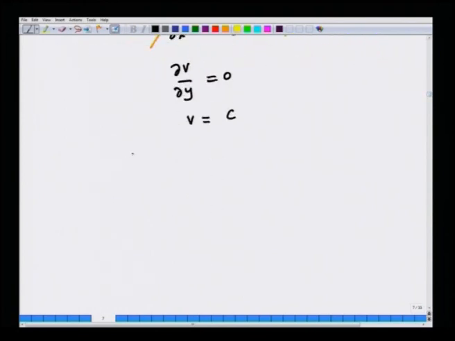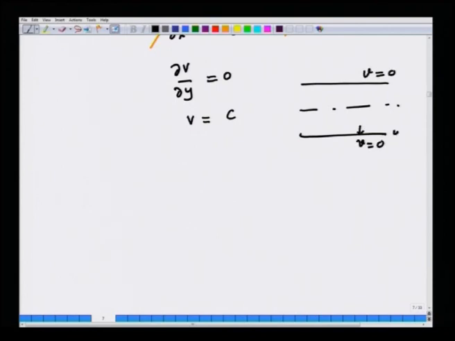Okay. Now, the boundary conditions at the top and bottom wall, at y equal to minus b, as well as y equal to plus b, is that the velocity v is 0, because there is no normal velocity.